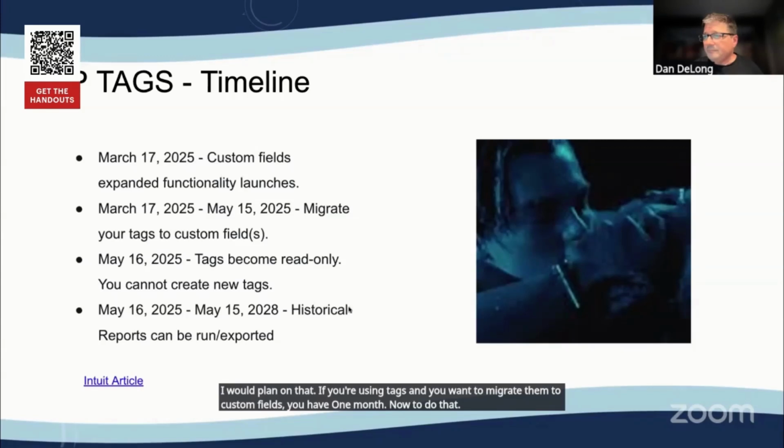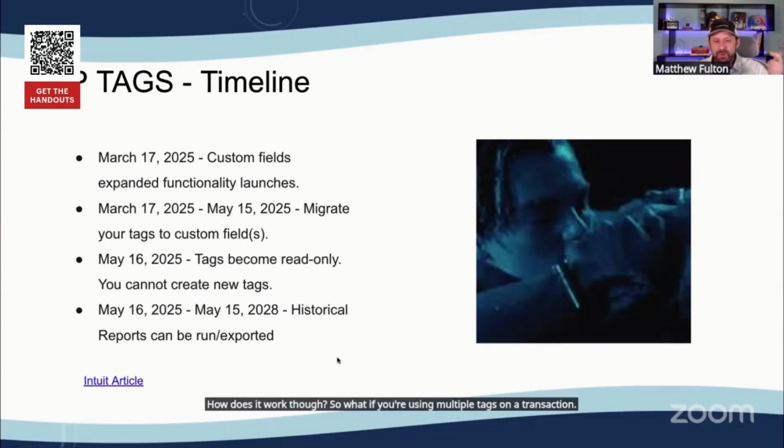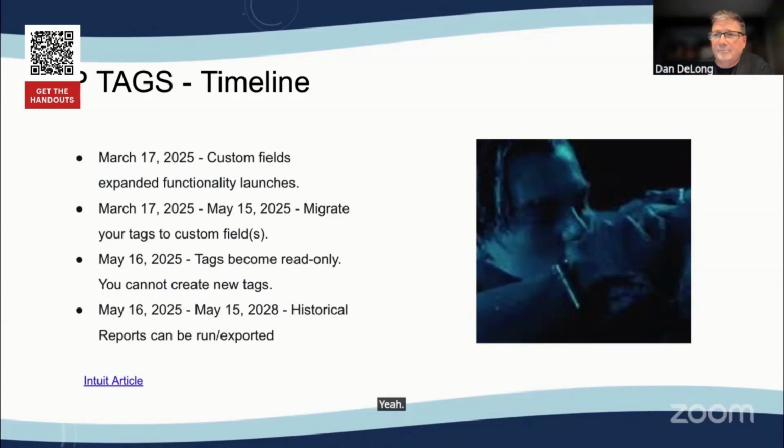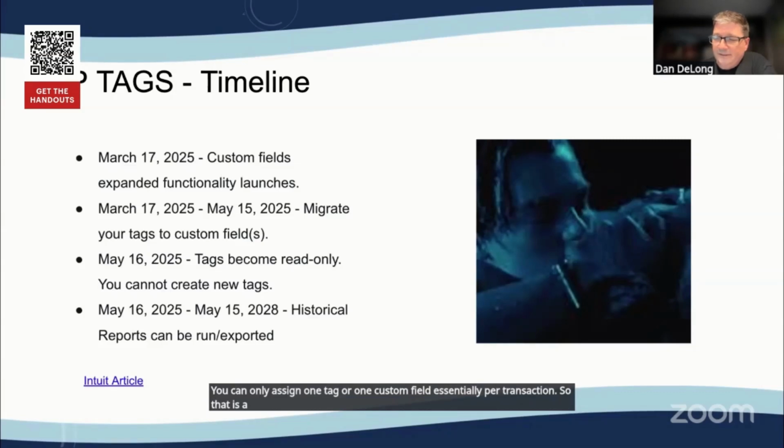So, Dan, I know that you're going to do a deeper dive on the workshop Wednesdays. How does it work though? So what if you're using multiple tags on a transaction, but you only have one custom field? When we talk about pros and yeah buts, that is a yeah but. You can only assign one tag or one custom field essentially per transaction. So that's a side effect of this whole process.